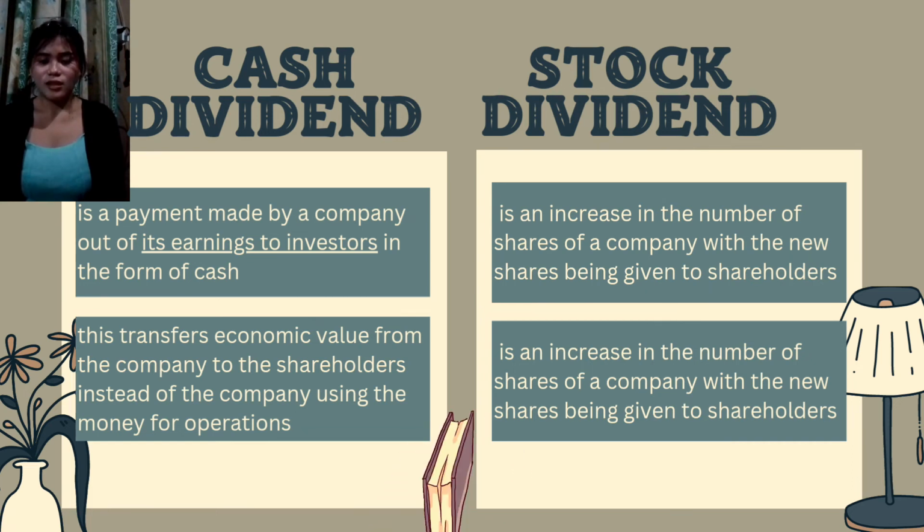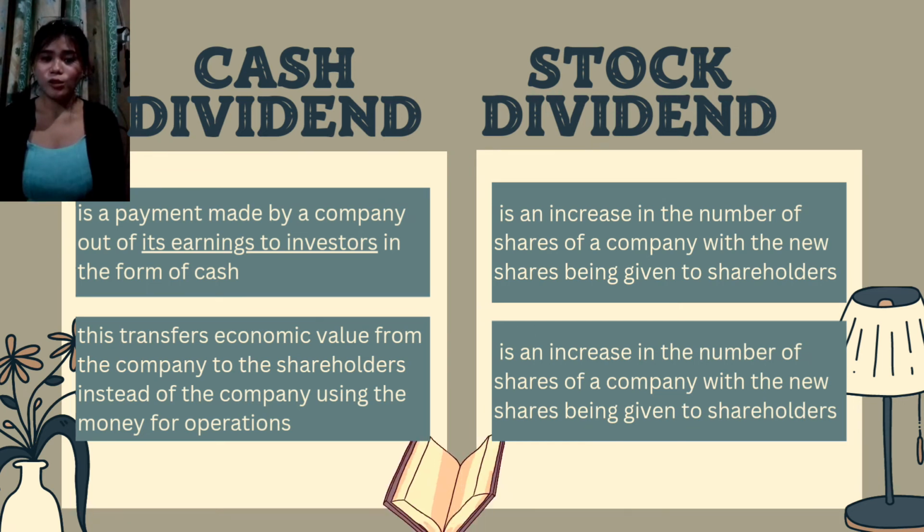A stock dividend is an increase in the number of shares of a company, with the new shares being given to shareholders. A stock dividend is a dividend payment to shareholders that is made in shares instead of cash. The stock dividend has the advantage of rewarding shareholders without reducing the company's cash balance. These stock distributions are generally made as fractions paid per existing share.